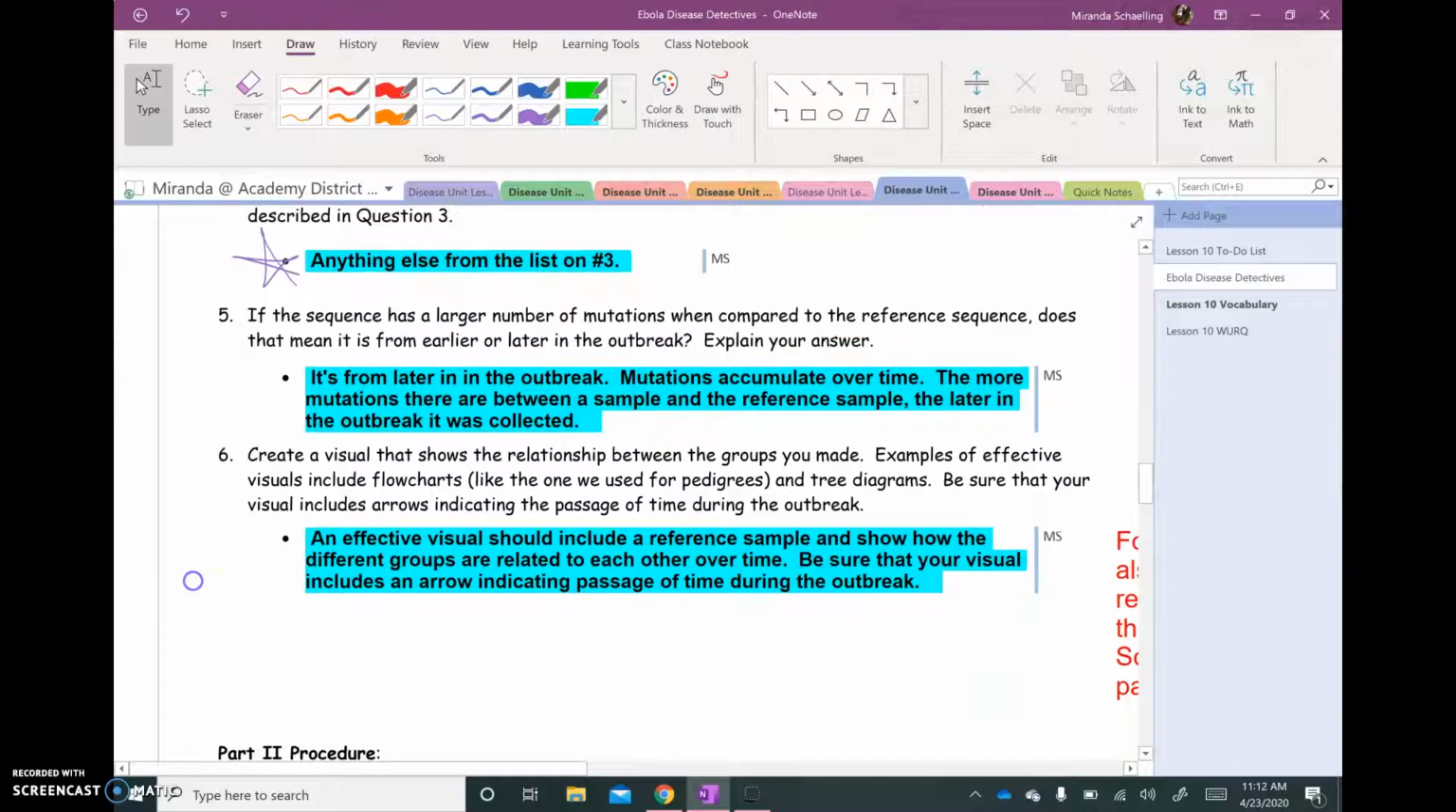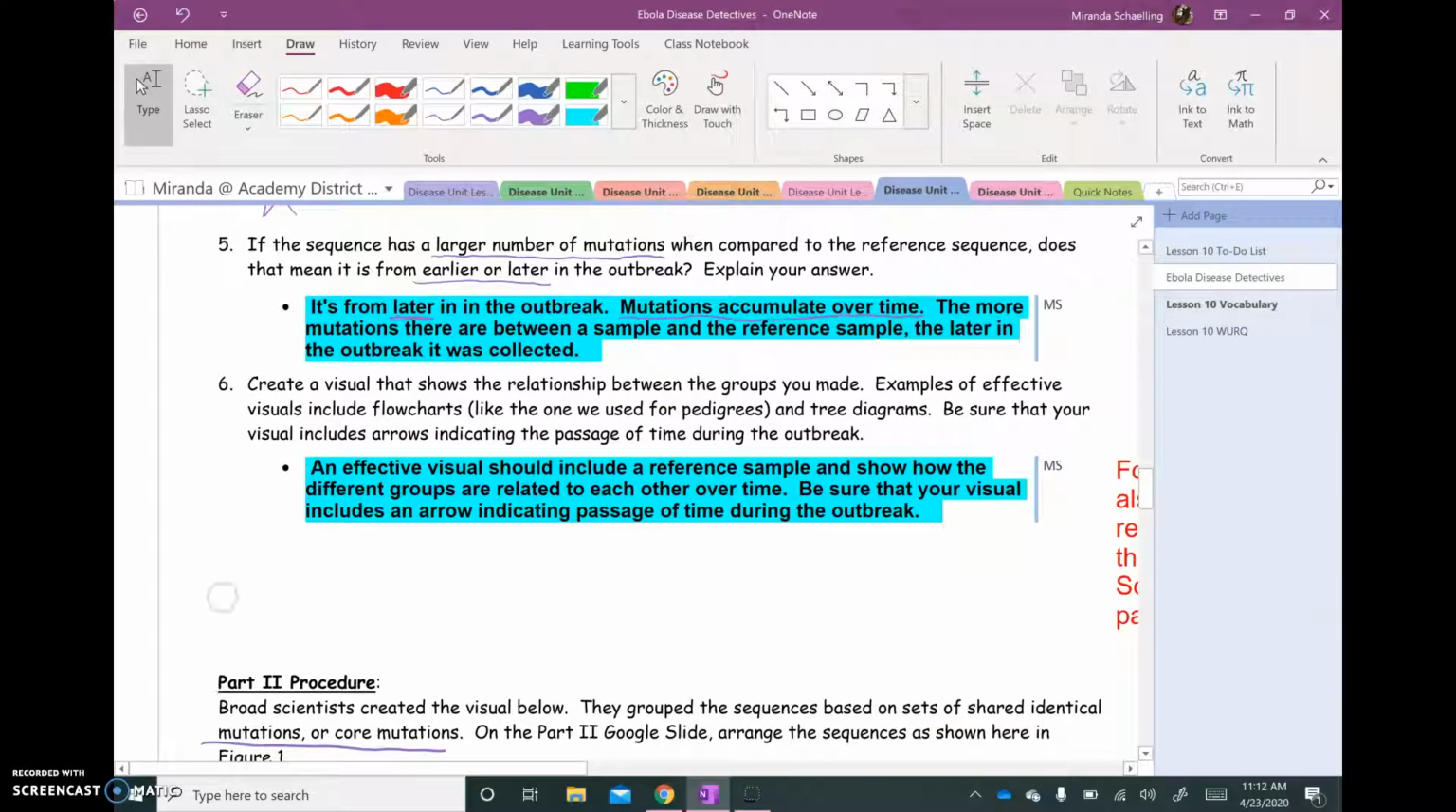It says, if a sequence has a larger number of mutations, does that mean it is from earlier or later in the outbreak? It's definitely from later in the outbreak, because mutations accumulate over time. So the more mutations, the later in the outbreak it was collected. More mutations happen after a longer period of time.